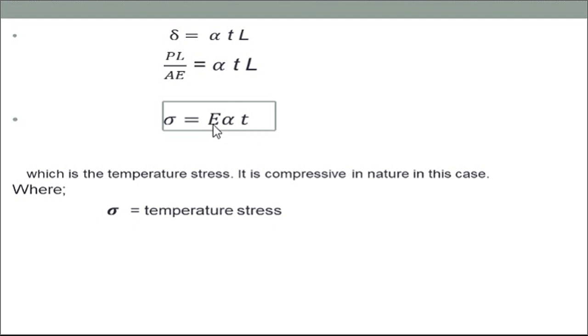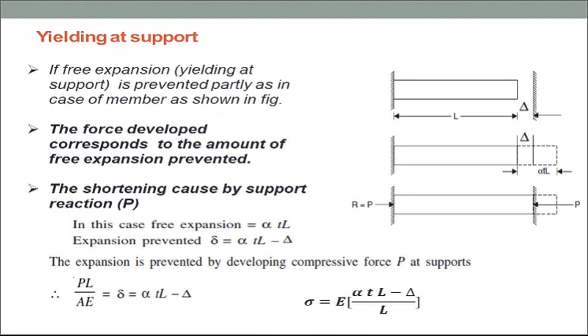E is the modulus of elasticity, alpha is the constant of proportionality or coefficient of thermal expansion, and T is the change in the temperature. So this is the temperature stress. By using that, you can determine the temperature stresses because of the compressive type of forces acting on both the ends. So this sigma is the temperature stress. Because of that, the body or member has prevented expansion. Free expansion is prevented by providing the support at the two ends.